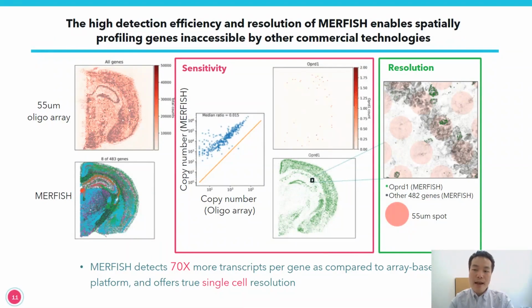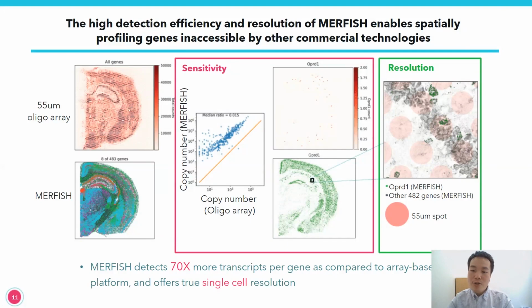Just to highlight how this actually manifests in real data, we can look at a quick comparison between a MERFISH measurement and a measurement coming from an oligoarray capture-based technology. So here, we're considering matched brain samples between these two technologies. As you're seeing by the images on the left, half of the brain slice is shown over there, and we're comparing the counts of transcripts per gene. In the middle, for the same gene panel measured, hopefully you can see the very striking comparison. We found that actually MERFISH consistently detects 70-fold more copies of each transcript.